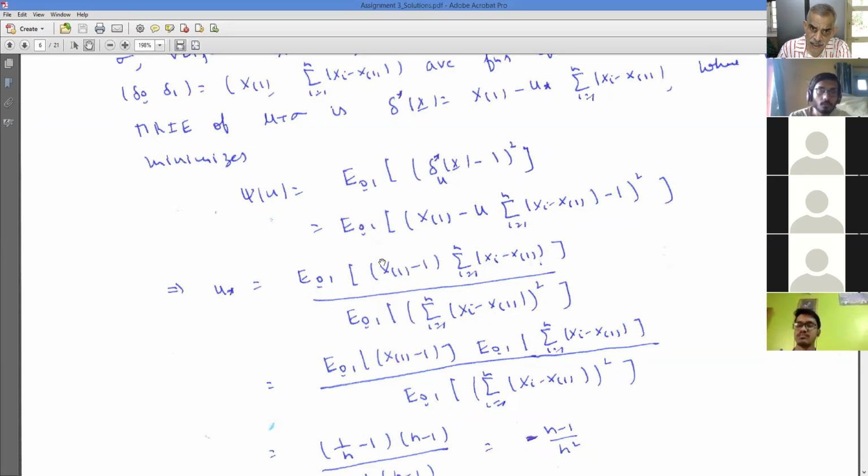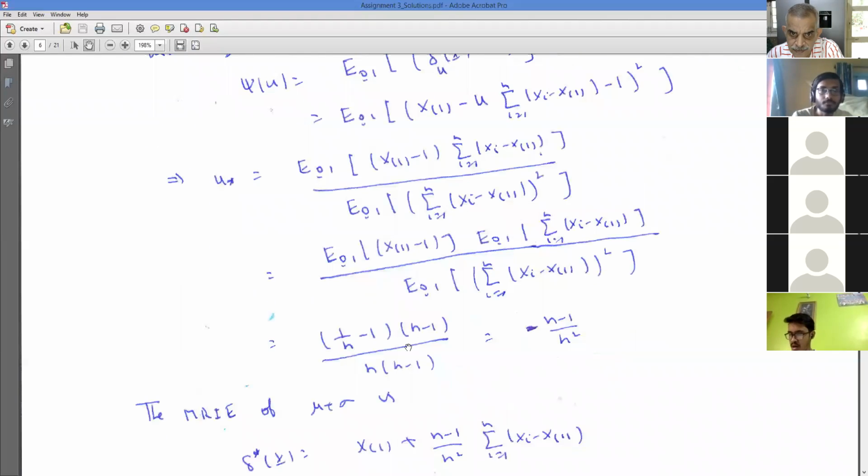I know from my last course that x1 and summation xi minus x1 are independent. In the exponential case, the expected value of x1 minus 1 is taken, and the expected value of summation xi minus x1 divided by the expected value of summation xi minus x1 whole square. Under mu equal to 0 and sigma equal to 1, just now we have seen that summation xi minus x1 is gamma n minus 1. So we need the expected value of gamma n minus 1 and of gamma n minus 1 whole square. The expected value of gamma n minus 1 is n minus 1, and the expected value of gamma n minus 1 whole square is n into n minus 1.